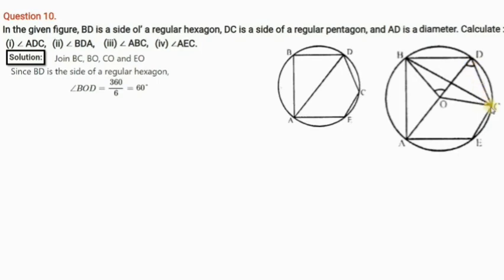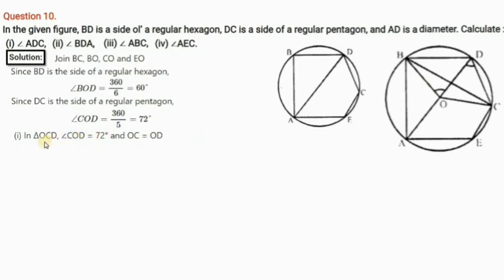Similarly, let's calculate DOC, or COD. We need to calculate this angle. This angle will be 360 by how much? It will be a pentagon, so it will be 5. So this turns out to be 72 degrees. So we have found this, we have found this.